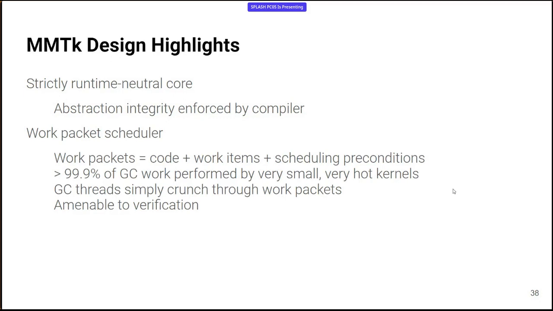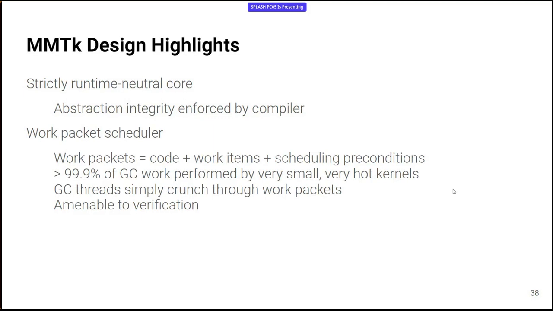So what it's doing is it's capturing the work in a very succinct way, in a very rigorous way, and those kernels are often just tens of lines of code. These little kernels of what you do for each pointer that you come across. Here's the code. And so the GC threads simply crunch those. Then you have a scheduler which schedules the GC threads. And you've got predicates that say this work can happen only after that work is completed.